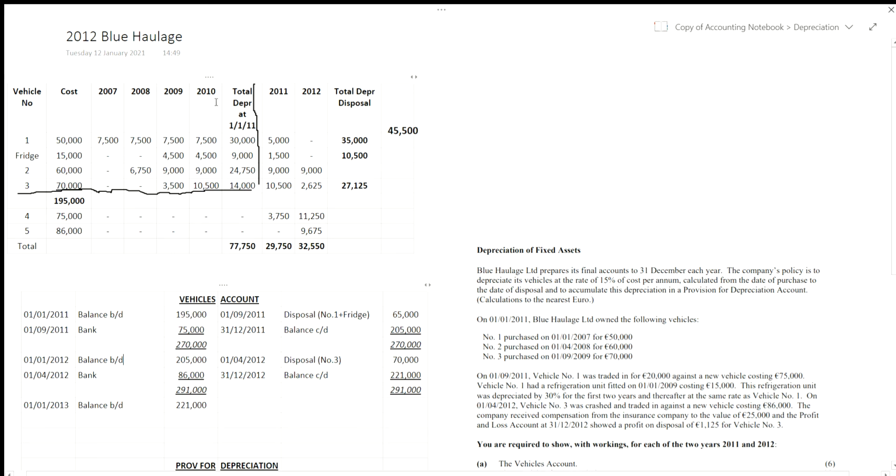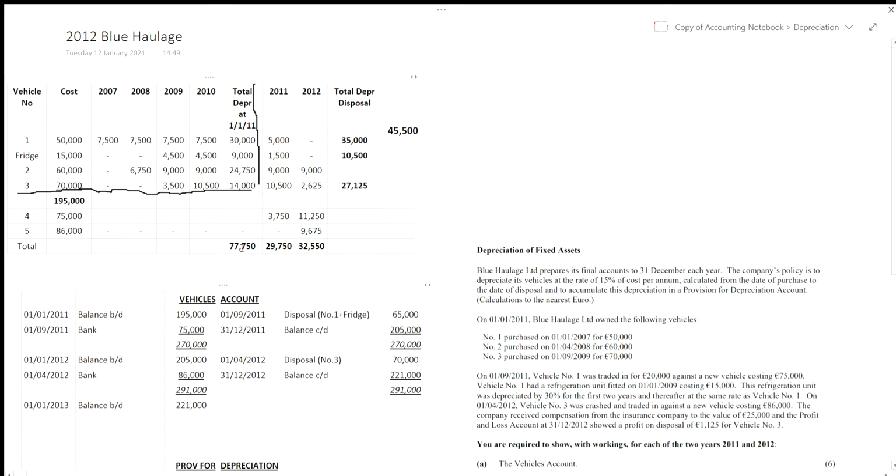And these figures here were added up, and I have totals. So my total depreciation for each vehicle at the beginning of 2011 is here, and I've just simply added it up at the bottom. So this is my total depreciation at the 1st of the 1st 2011 on these 3 vehicles and the fridge, because I owned those vehicles at the beginning of 2011. I did not own these 2.